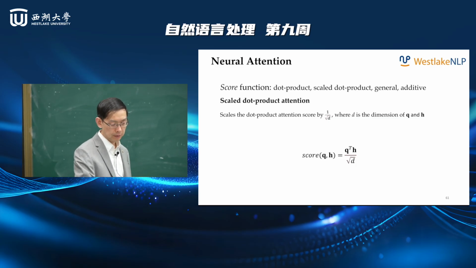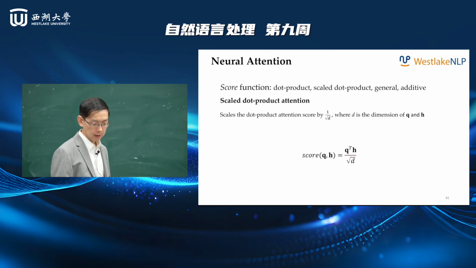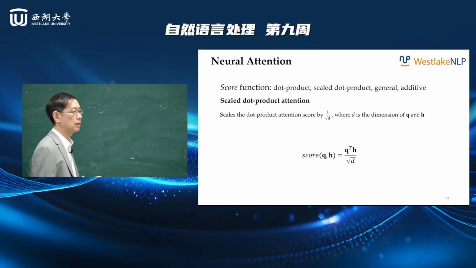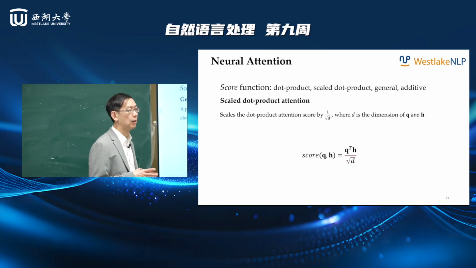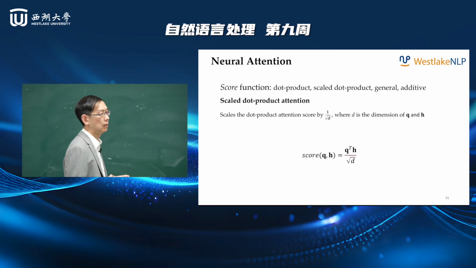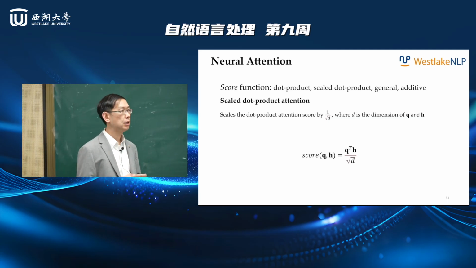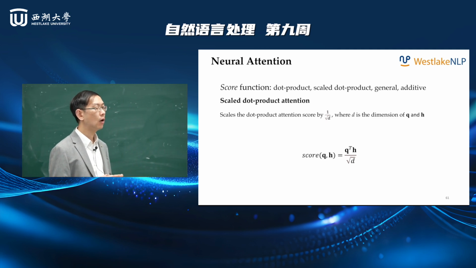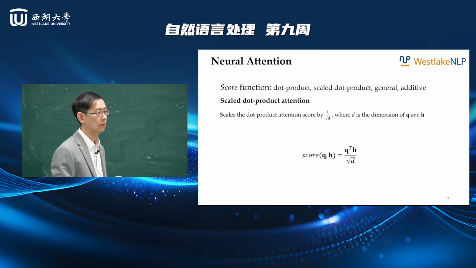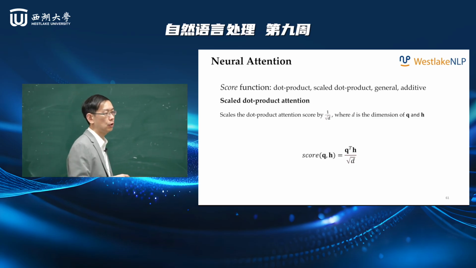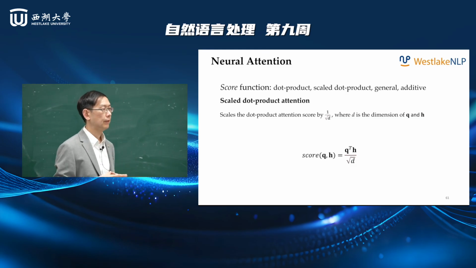Or we can introduce some model parameters. For example, a general attention takes this Q transpose WH form. So this is a tensor product. WH will give you a column vector, I'm assuming that every vector is a column vector. And then Q transpose times this WH will give you a score.